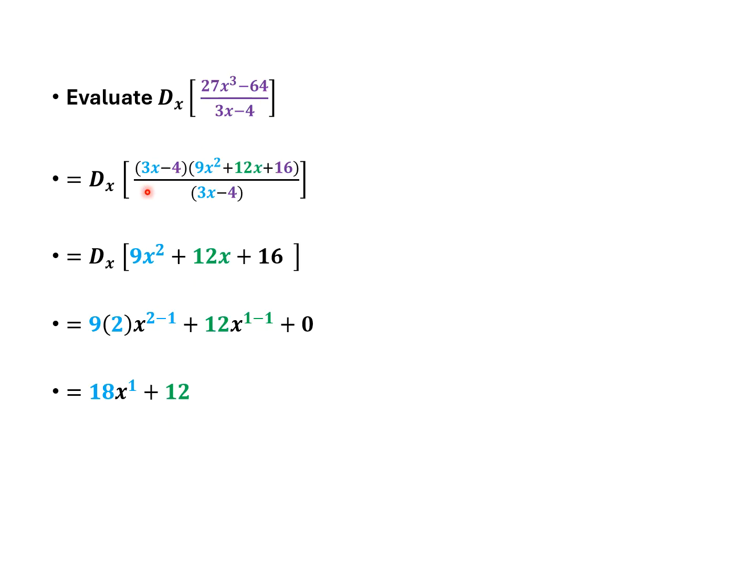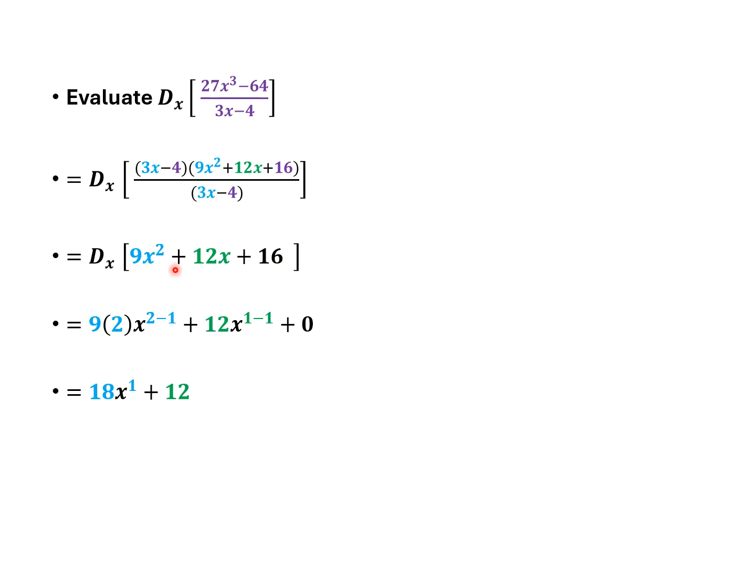To get the 3 terms there, I say 3 times 3 gives me 9. x times x gives me x squared. 3x times negative 4 gives me negative 12. So to cancel the negative 12, because I have no middle term there, I'm going to say negative 12x plus 12x. Then negative times negative gives me positive, and 4 times 4 gives me 16. Again, as you can see, one of the factors on top will cancel with the bracket at the bottom. So 3x minus 4 and 3x minus 4 cancel. Now I'm left with 9x squared plus 12x plus 16.